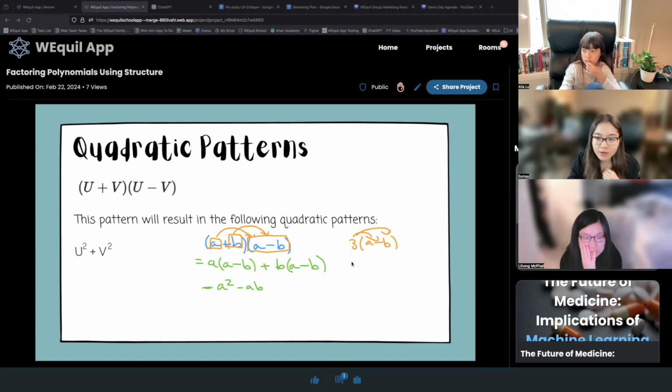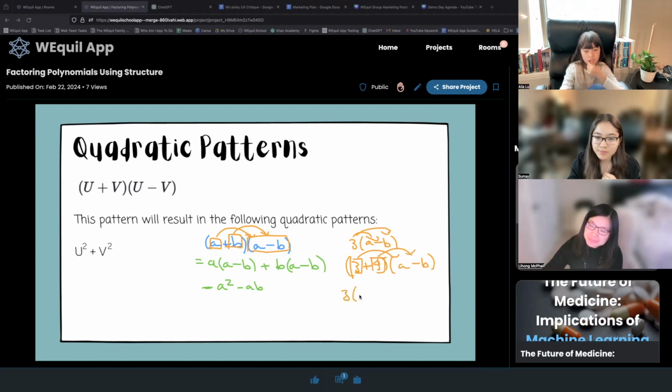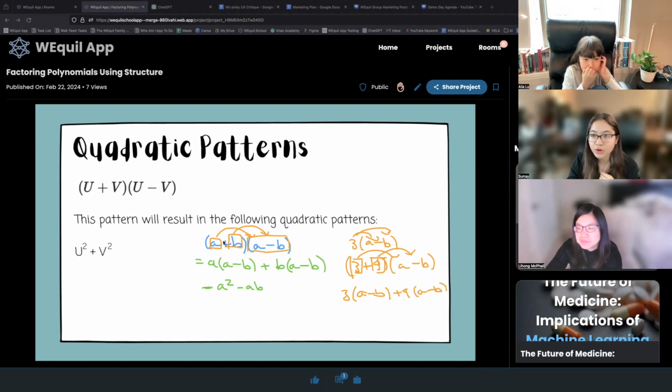But if we had 3 plus 4, these are like terms, so we could obviously simplify this. We could just do 3 goes into A minus B, and then 4 goes into A minus B. The way we could represent that is by saying 3 times A minus B plus 4 goes into A minus B, right? Because both these terms need to be distributed into A minus B. Does that make sense?